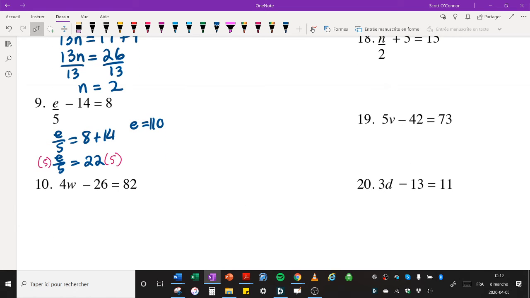Looking at question number 10, 4w minus 26 equals 82. I've got subtract 26 in the way, multiply by 4 in the way. So what am I going to do? I'm going to get rid of subtraction first. I add 26 to both sides.